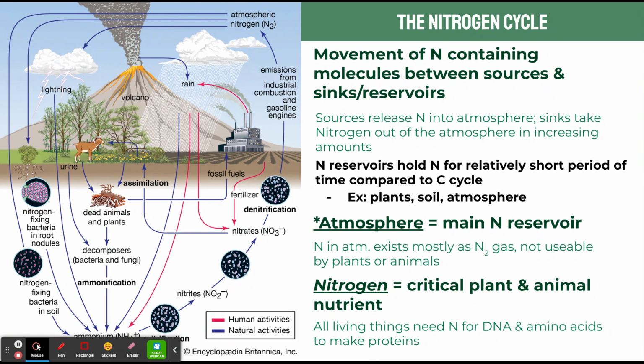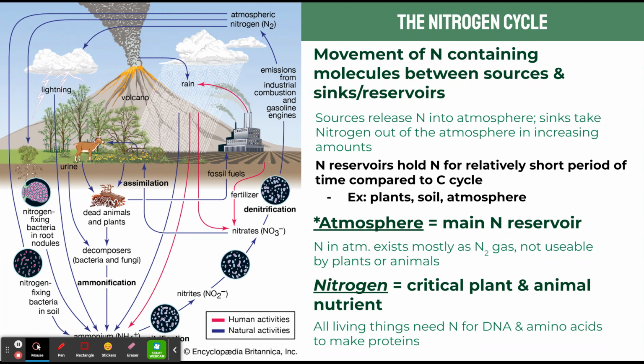Nitrogen reservoirs hold nitrogen for relatively short periods of time compared to the carbon cycle. When we have our carbon cycle reservoirs or sinks, they tend to hold on to carbon for longer periods within the sediment for burial, whereas in the nitrogen cycle, nitrogen is not being stored for as long. And this is evident by the fact that our atmosphere contains so much nitrogen, an overwhelming majority of 78%. So the atmosphere is the main reservoir of nitrogen.